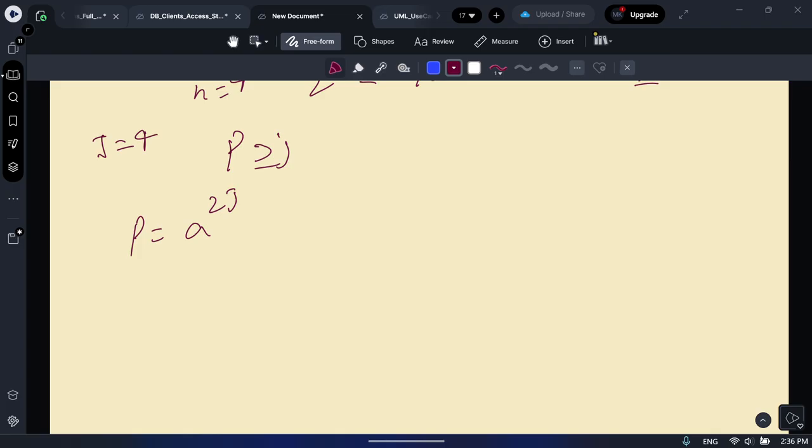Now, using our games, we can say, is 2^J a perfect power of 2? Yes, it is, because it is written as 2 to the power of something. Is the length P greater than or equal to J? Yes, because 2^J is greater than or equal to J for any positive integer. And now look at how algebra replaces 16 or 32.